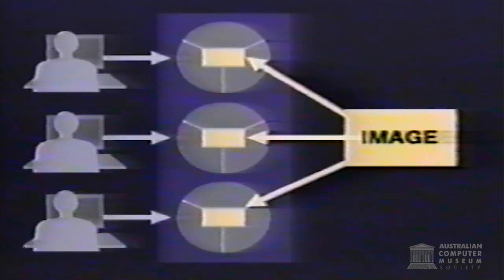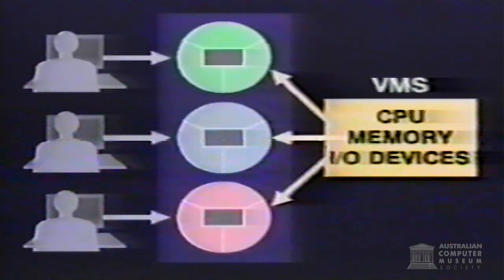So if 3 users are using a text editor, they are using the same image, but the environment in which each image executes is different. When an image executes, it is said to execute in the context of a process. Process context is what distinguishes one image from another. VMS manages and allocates system resources such as CPU time, memory, and I/O devices to processes rather than to users or images. Let's take a closer look at the parts that make up a process.